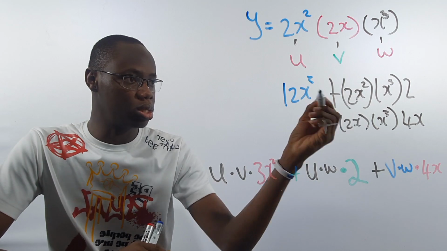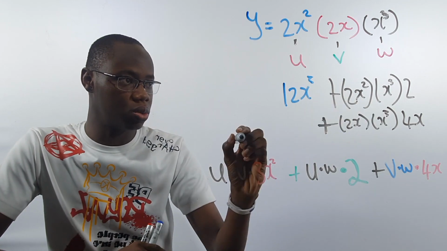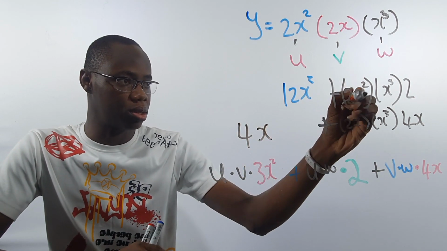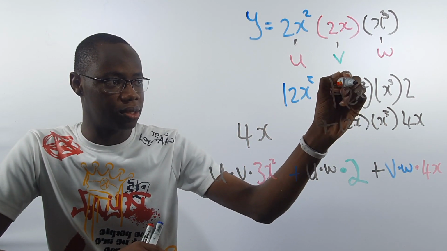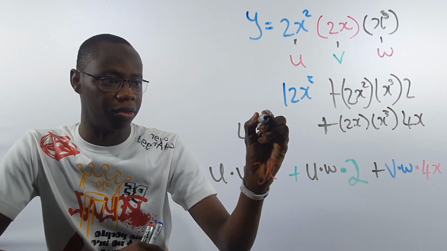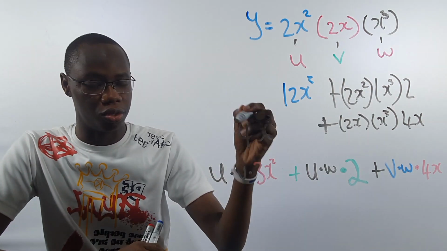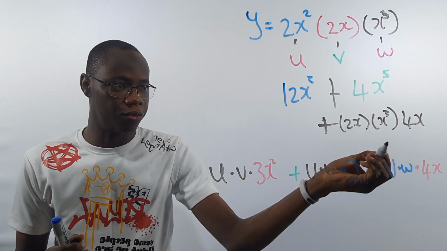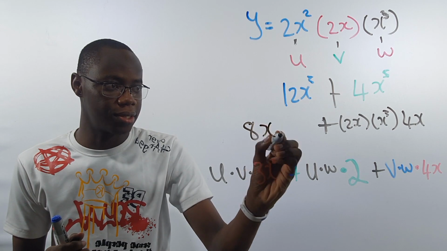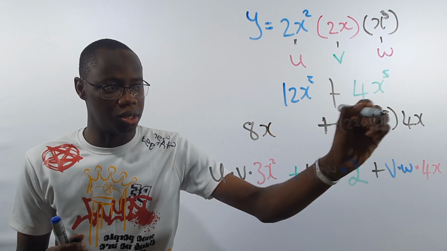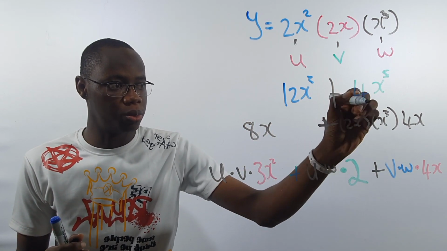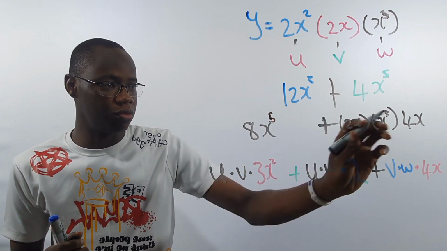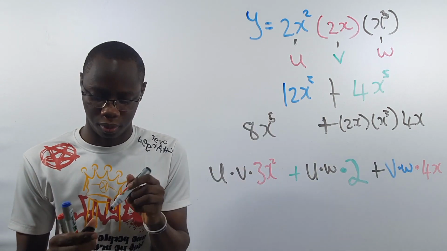So the next one, very easy, just multiply 2 times 2 times 1, that's 4. And then x, how many x? You have 2, and 2 plus 3, that'll be 5. So everything here will be 4x raised to the power 5. And lastly, the last one, that's 2 times 1 times 4, that's 8. And then x, the power is 1 plus 3 plus 1, that's raised to the power 5. So everything here is 8x raised to the power 5.